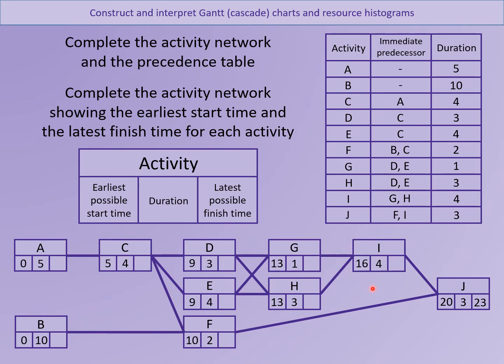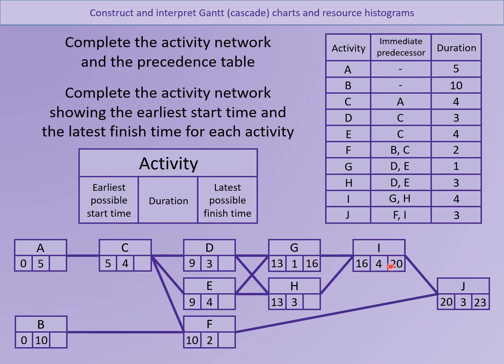Now the rest of them is always about what's the very latest you could do it. So on this one, we're looking and thinking, what time do I have to finish these two activities so that J can still be completed by 23? So they both must finish by 20. That's the very latest they can both finish, because if they both finish by 20, then you can still complete J for an extra 3 hours and finish by 23. So 20 is the answer I'll put in both there and there.